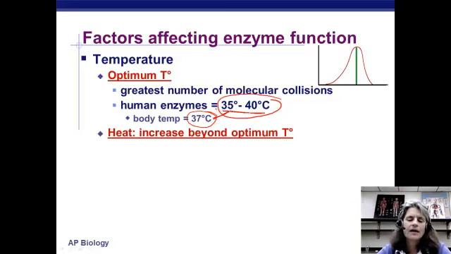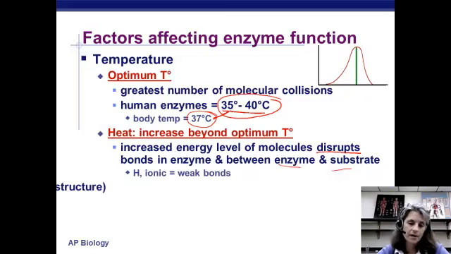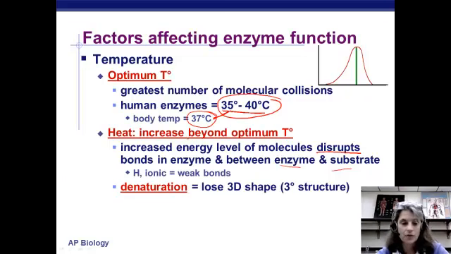So if we increase the heat beyond that optimal temperature, then we risk denaturing the enzyme, disrupting the bonds in the enzyme and between the enzyme and the substrate, and just basically making the whole complex fall apart. Remember, a lot of these bonds are fairly weak in the first place, so they're going to be the first to go. Hydrogen bonds would be among the first to be disrupted by a temperature increase.